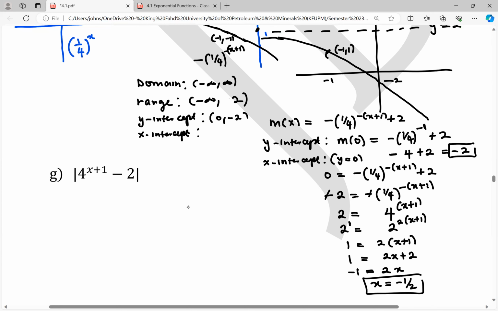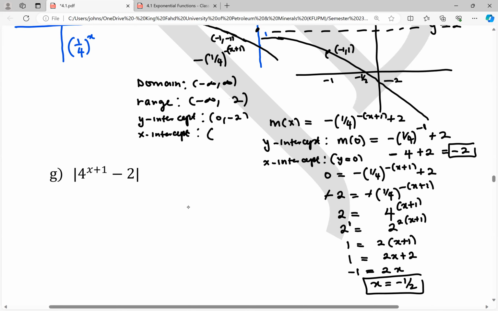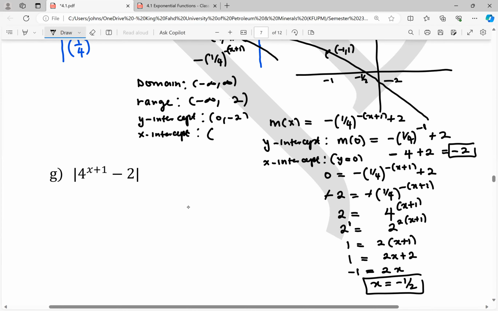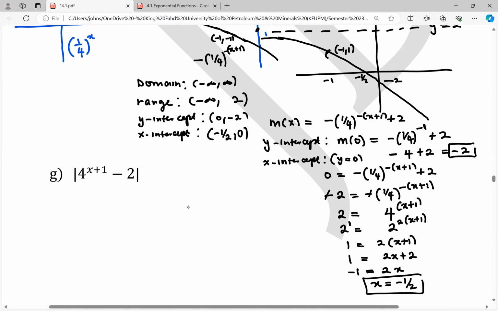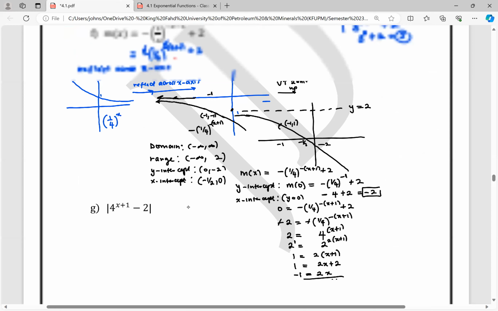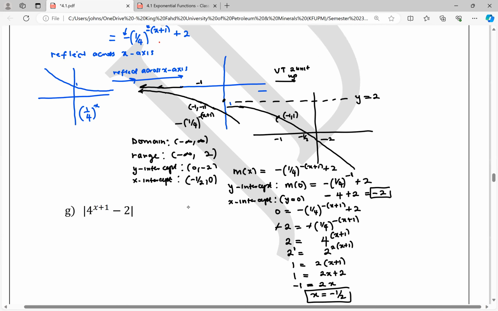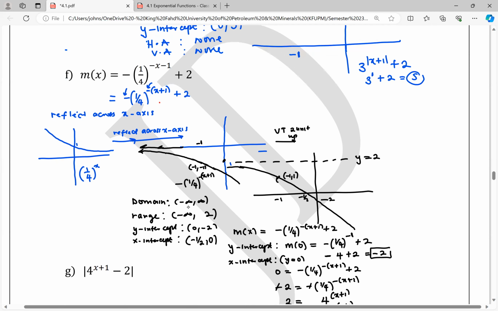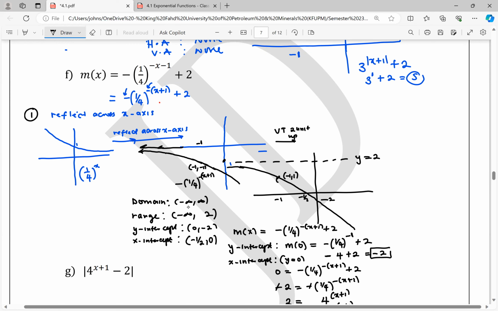So it means that there is an x-intercept of minus half. So the x-intercept in this case is minus half and 0. All right. So this has a lot. Let me give a quick summary of this. You rewrite this one. This is one way to do it. Then you reflect across the x-axis. This is first, call it number 1.